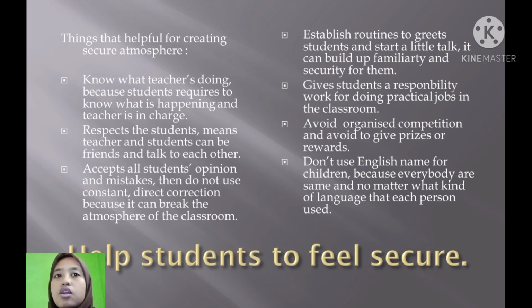Number one is know what teachers are doing, because students need to know what is happening and that the teacher is in charge. Number two is respect the students. It means teacher and students can be friends and talk to each other like friends. Number three is accept all students' opinions and mistakes. Then do not use constant or direct correction because it can break the atmosphere of the classroom.